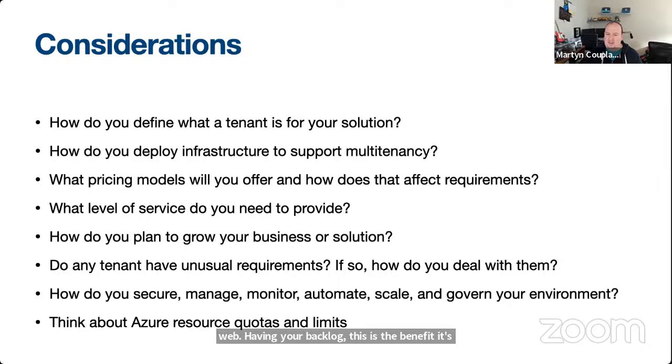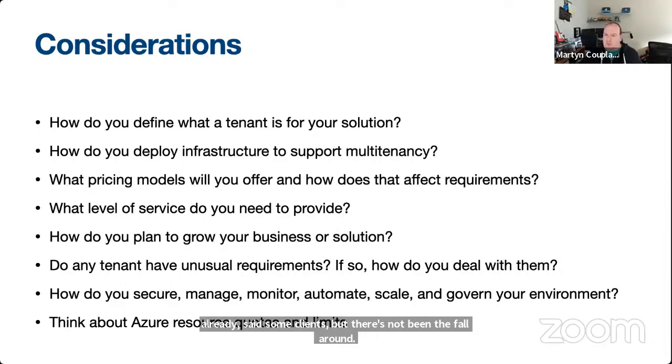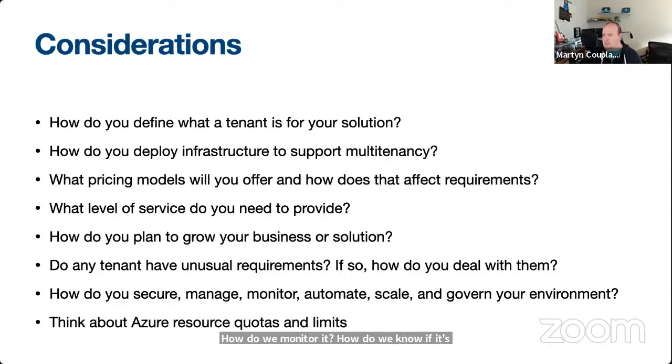Second to last, probably a really important one as well, is how do you secure, manage, monitor, automate, scale, and govern your environment? So many times I've been to customers that I've worked with or organizations that I've gone in to start doing some of this stuff, and something's already running, something's already servicing clients, but there's not been the thought around how do we monitor it? How do we know if it's working properly? How do we know if the customer has a problem?